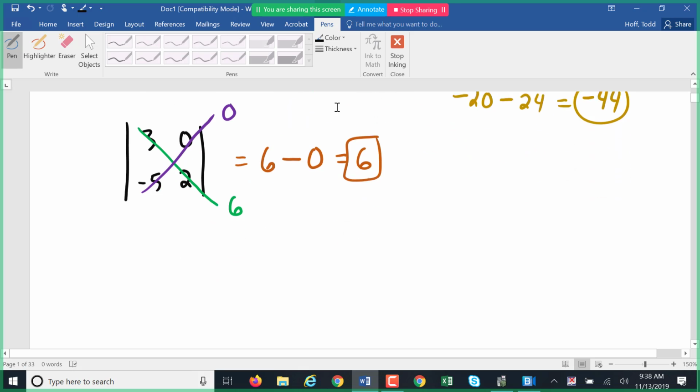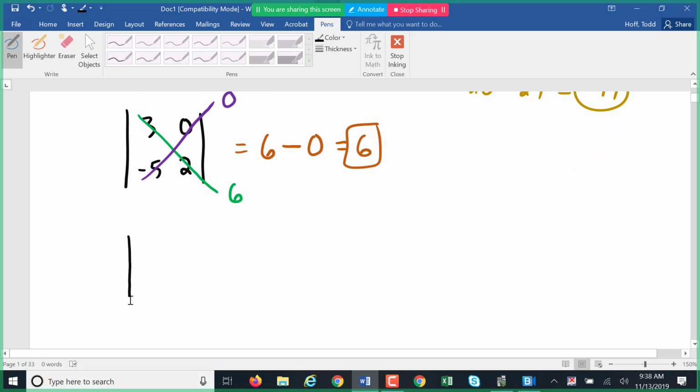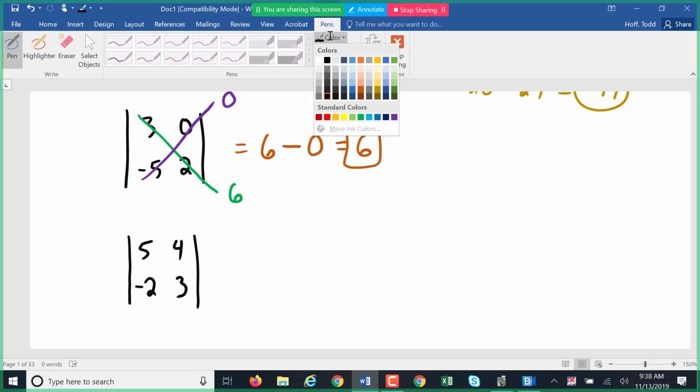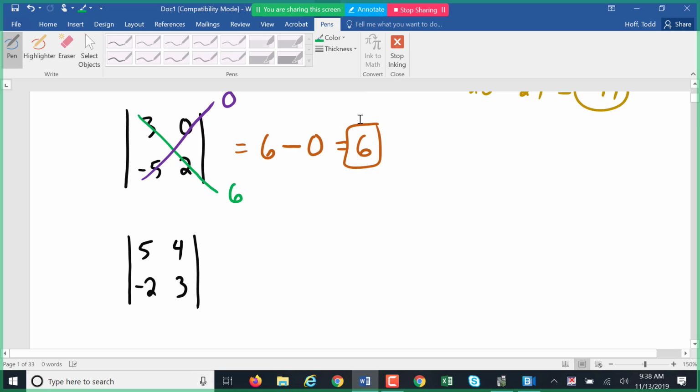I'm going to have you guys try one in your notes. So find this determinant of 5, 4, negative 2, 3. I'll give you about 30 seconds or so, then we'll go over it.